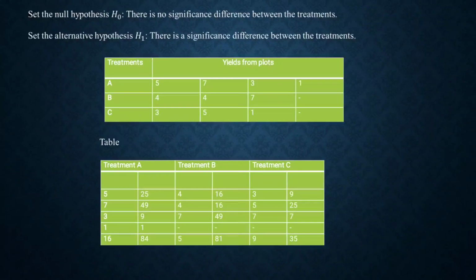Now we have rewritten the table values. Here the first vertical value, that is the first column value, is labeled as x1. Second column value is labeled as x2. Third column value is labeled as x3. So we have separated based on treatments A, B and C. From this we have to find the total of x1, sum of x2, similarly sum of x3 values, and also the sum of squares of those corresponding xi's.